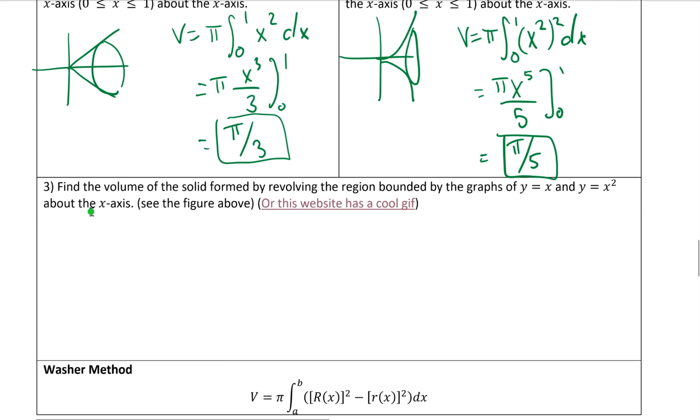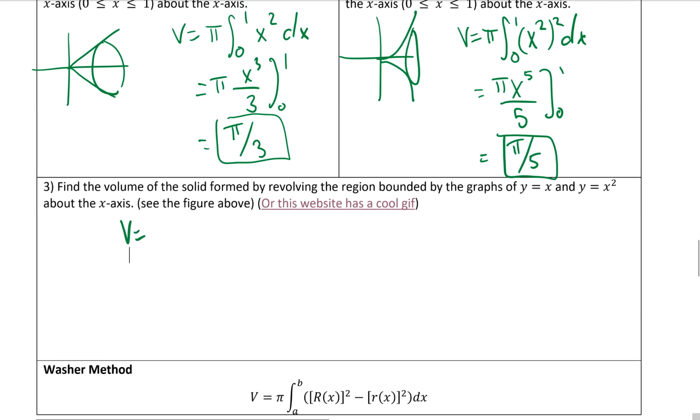Now, what we're going to do is find the volume of the solid formed by revolving the region bounded by the graphs of y equals x, this one, and y equals x squared about the x-axis. So we know that the answer is just going to be this minus this, and we'll be done. But let's go ahead and show you how we can do that using all of the math.